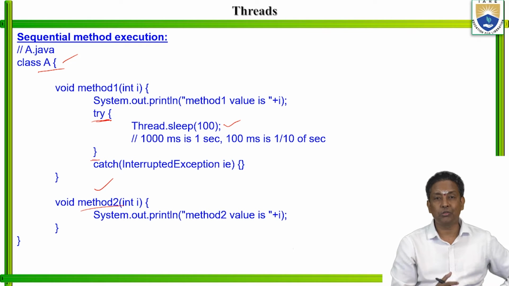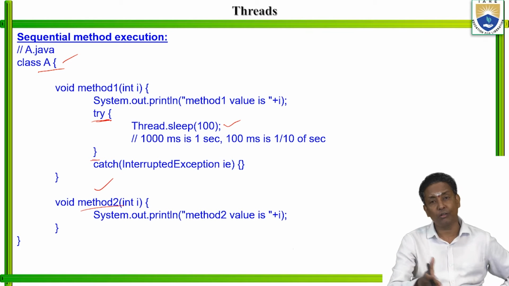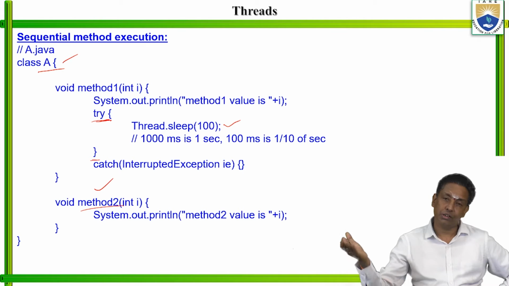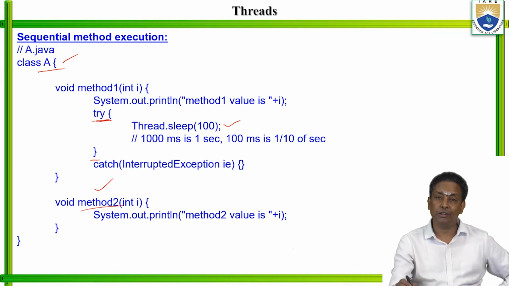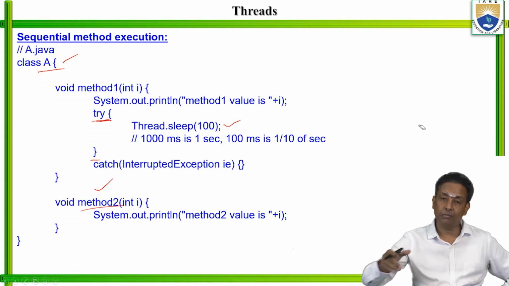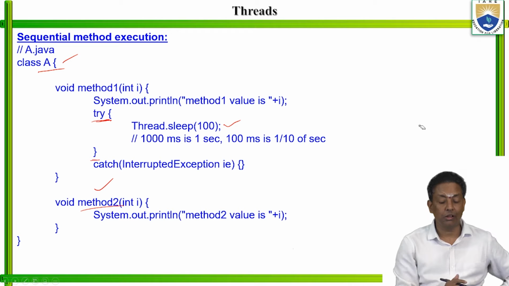1000 milliseconds is equal to 1 second. 100 milliseconds is equal to 1/10 of a second. 10,000 milliseconds is equal to 10 seconds. Like that you calculate, according to that, for 1 minute or 1 hour or 10 hours. Multiply by 60 for seconds, multiply by 60 again for minutes, and like that you continuously multiply to get the number of hours, minutes, seconds also.